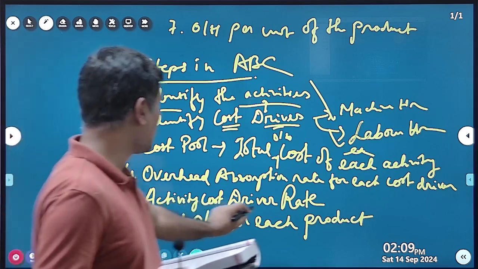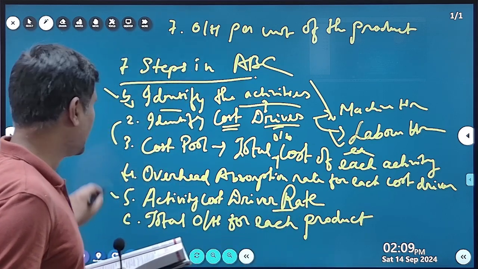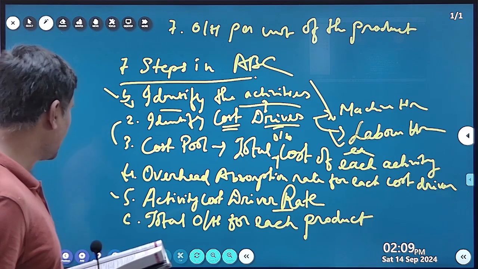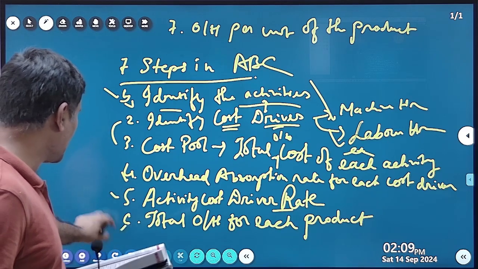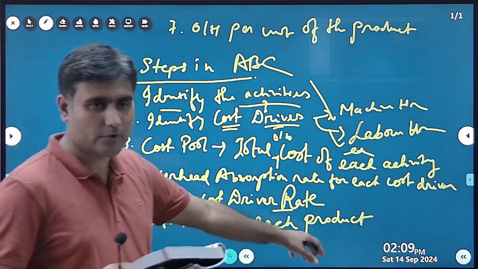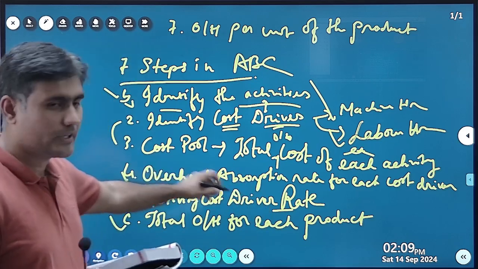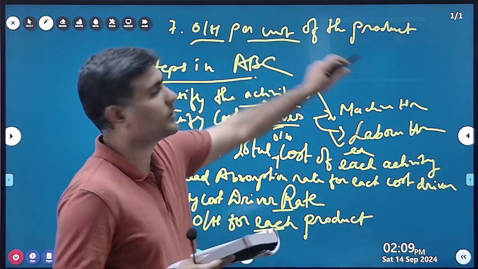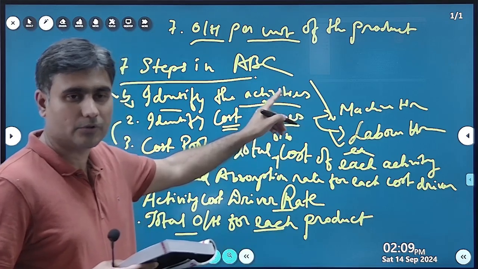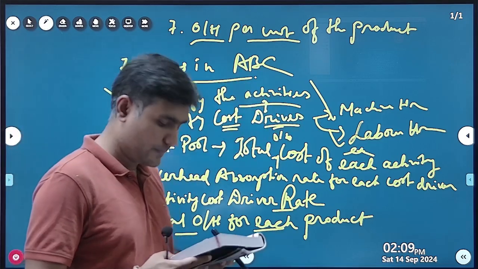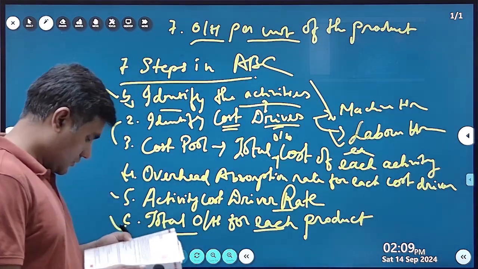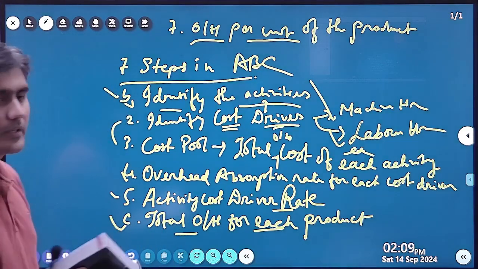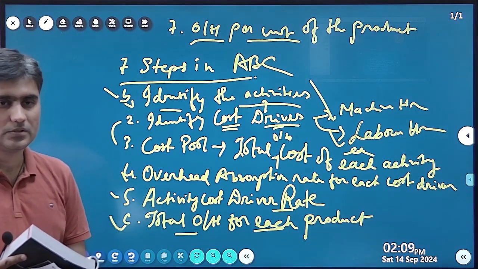Then we calculate the activity cost driver rate. Activity cost driver rate is this. Then total overhead for each product: we multiply the number of units produced for each product with overhead absorption rate. We get total overhead for each product. Then lastly we calculate per unit. Total overhead divided by number of units is the overhead rate per unit. So these are the steps involved in ABC. No doubts?